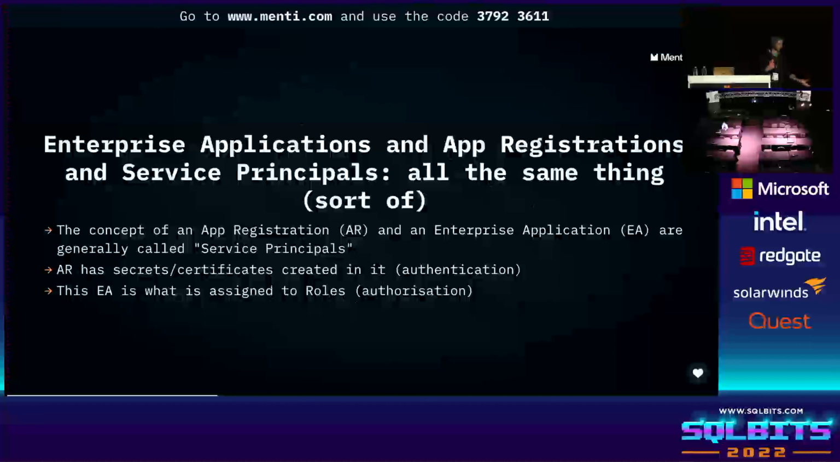When someone says go and create a service principal, what you're actually creating is an app registration in the Azure Active Directory. That app registration is what secrets and certificates are created against, so that deals with the authentication part. At the same time as creating an app registration, there's also an enterprise application, which is created in the enterprise application registry, and this is what is assigned to roles, so that's the authorization part of it.